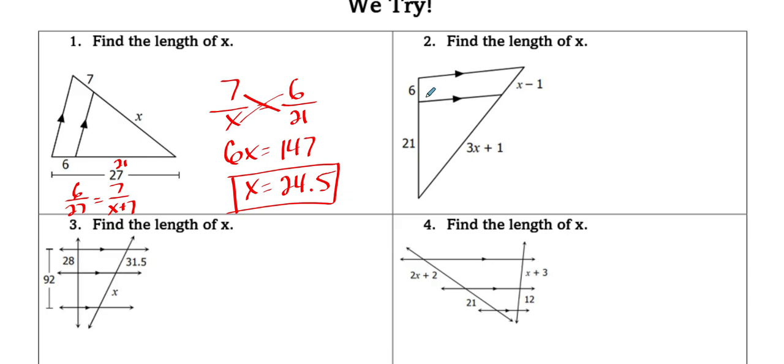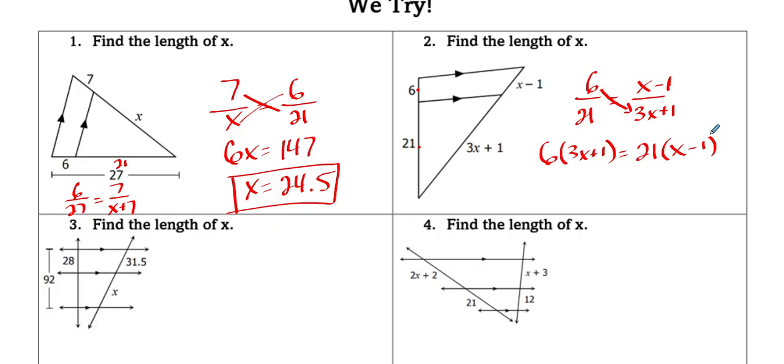On this one, we're going to need to use these expressions. 6 compares to 21. That section compared to that one is equal to this section compared to this section, which is x minus 1 over 3x plus 1. Now we're going to cross multiply, and remember we have to multiply into the entire quantity here. So we're going to do 6 times 3x plus 1 equals 21 times x minus 1. So this is 18x plus 6, and this is 21x minus 21. Now we'll combine like terms, we get 27 on this side and 3x on that side, so x is 9.